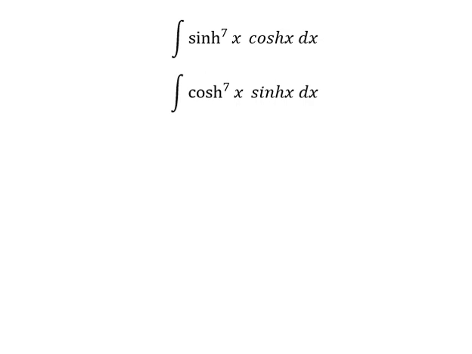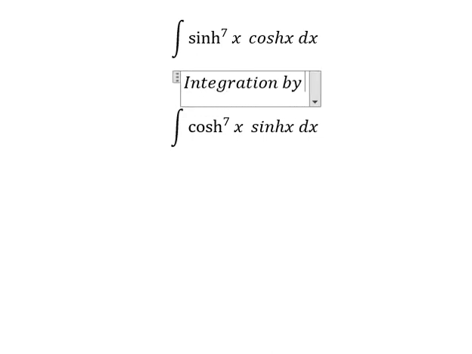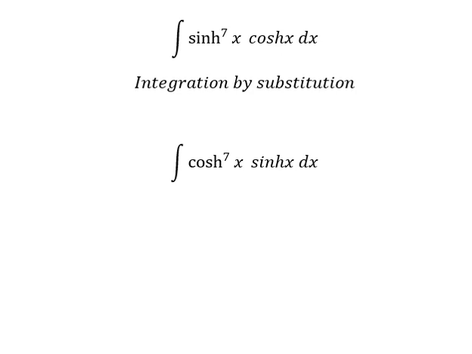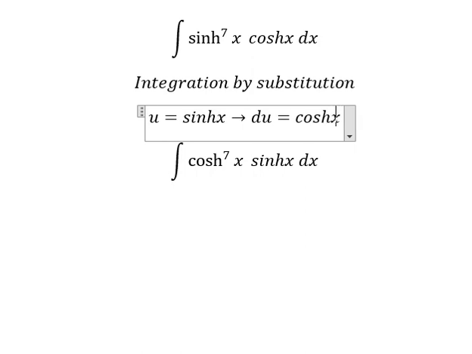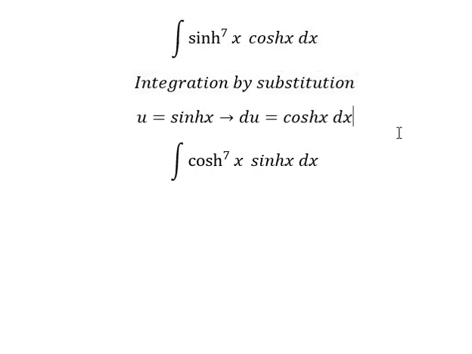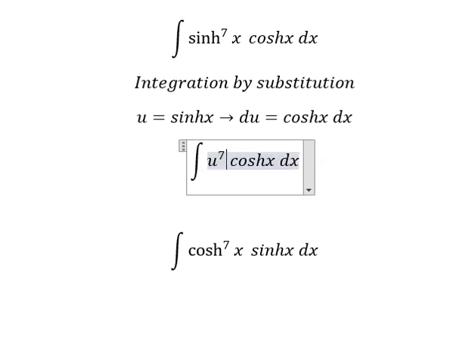So today I will show you how to answer this one. We need to use integration by substitution. So I will put u equals sinh x. Later we need to do the first derivative for both sides, and we have cosh x dx. Next we change for u. Cosh x dx we change for du.